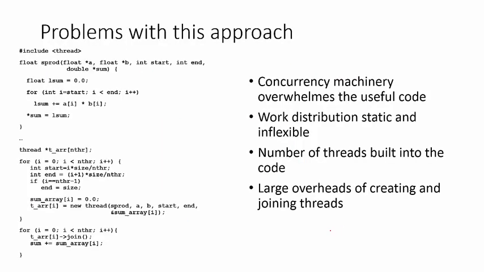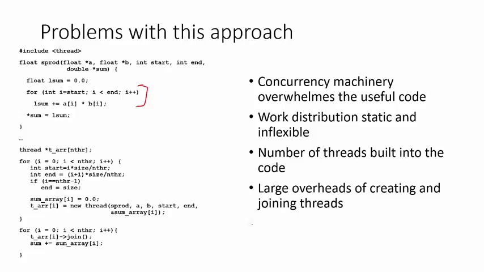Overall, the problem with this approach is that the concurrency machinery totally overwhelms the useful code. The useful code is here. That's the only thing we have that is useful. The rest is just machinery to get it working. The work distribution among the threads is static and inflexible. The number of threads is built into the code, it's hardwired, and there are large overheads of creating and joining threads.